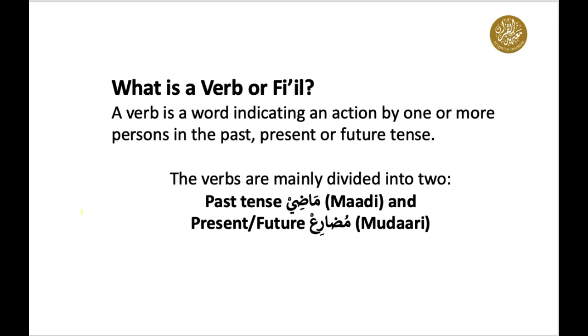Okay, let us remind ourselves a little bit more about verb. We learned in lesson 5 that a verb is a word indicating an action by one or more persons in the past, present, or future tense. The verbs are mainly divided into two: past tense, madi, and present or future tense called mudari.